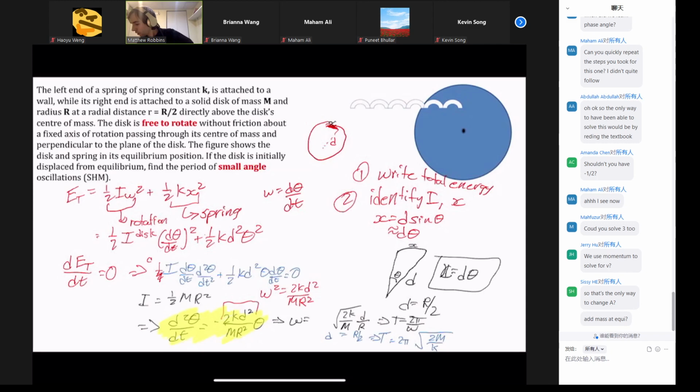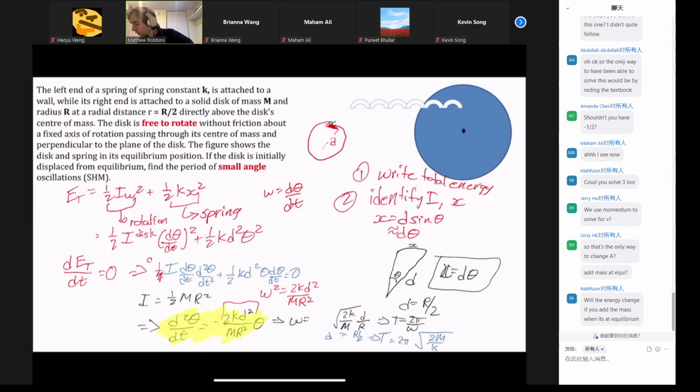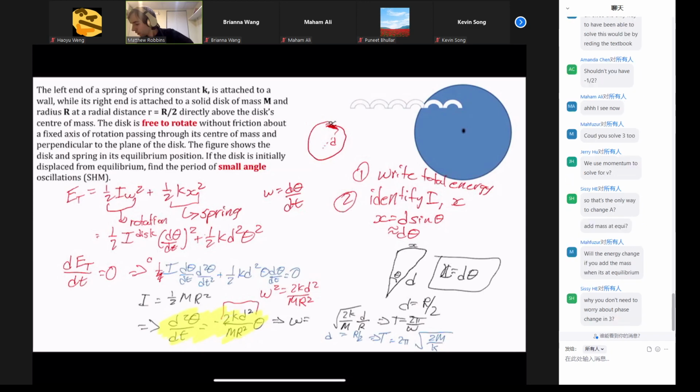So is that the only way to change A, adding mass at equilibrium? For this purpose, yes, you basically have to do something to change the energy.